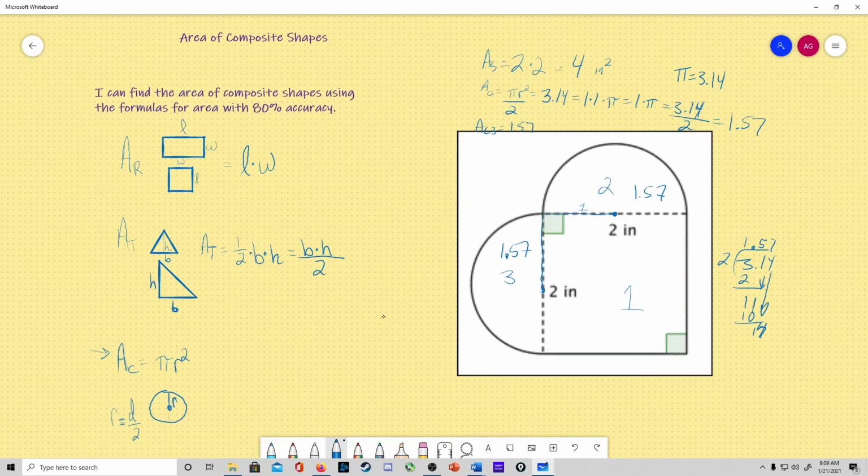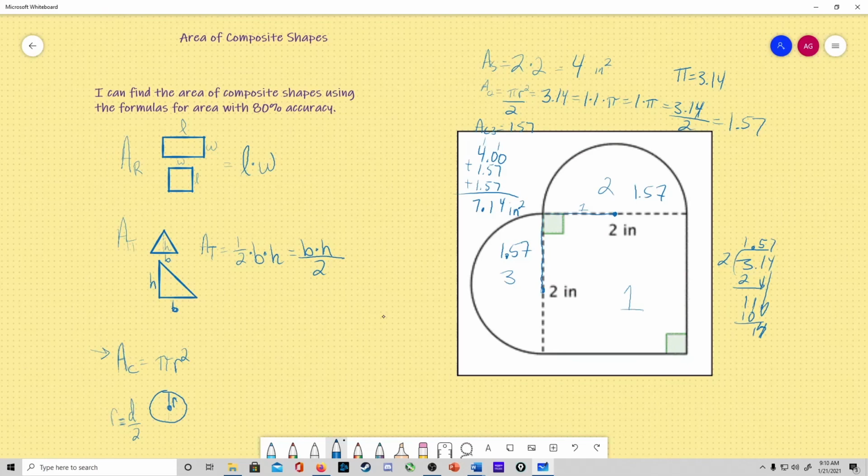So we need to add all these together. We have 4 plus 1.57 plus 1.57. We just need to make that 4.00. 7, 7, and 0 makes 14. Carry a 1. 1 plus 5 is 6, plus 5 again is 11. Carry the 1. And 1, 2, 3 plus 4 is 7. So 7. Bring down my decimal. I get 7.14 inches squared for this shape with the semicircles.